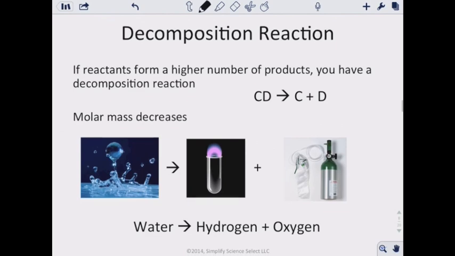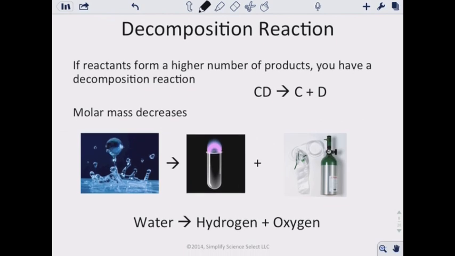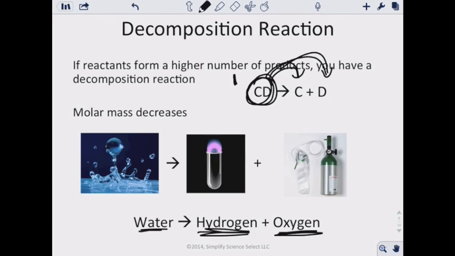When we're looking at a decomposition reaction, if the reactants form a higher number of products, you have a decomposition reaction. If I go from 1 thing to essentially 2 things, we have a decomposition, or breaking apart. We can think of water. If we take water and break it apart into hydrogen and oxygen, it's broken up into its pieces, so we have multiple pieces coming from 1 thing. It broke apart, so it's a decomposition reaction. In general, the molar mass will decrease going from this 1 large substance to smaller substances.